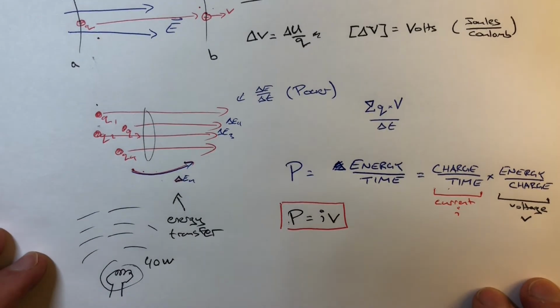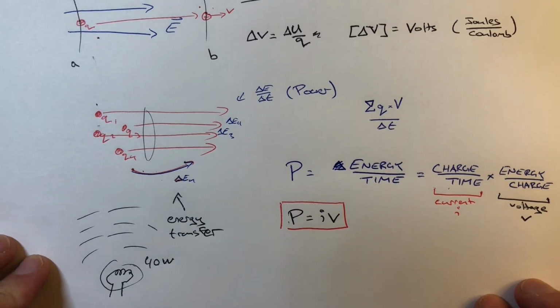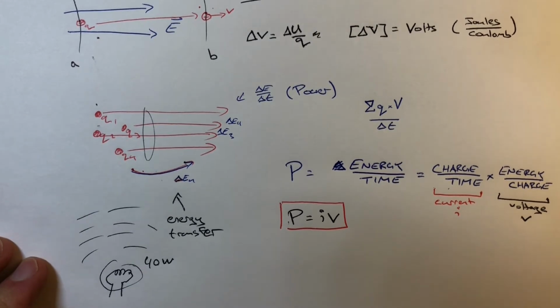So power is current times voltage. Every time a current is moving across a potential difference, energy is being transferred. We have a power. And this power is current times voltage. P equals IV. That's Joule's law. And it's true in general.